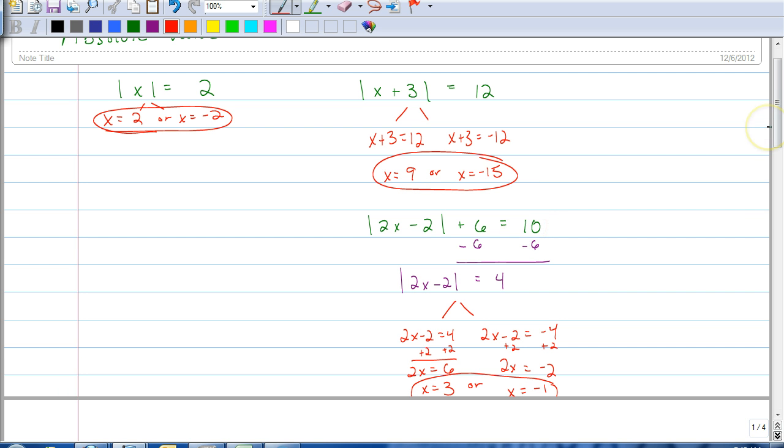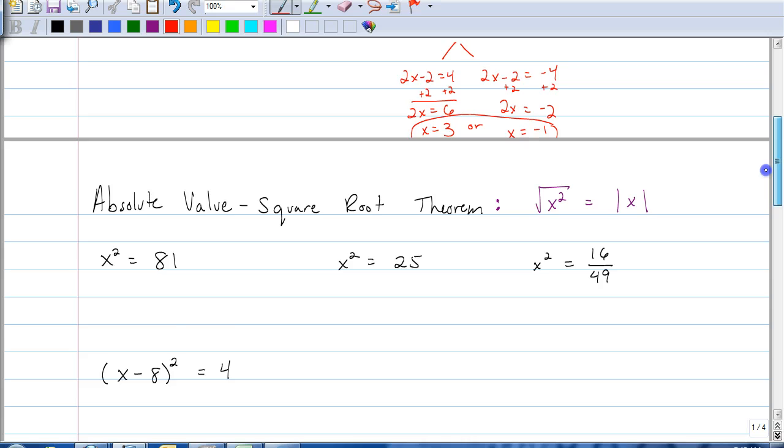So hopefully you're understanding this concept, because there's a few key concepts that we're going to look at in this video. This is the first one. It's just knowing how to solve an absolute value equation, because knowing this is important to understanding this next part.